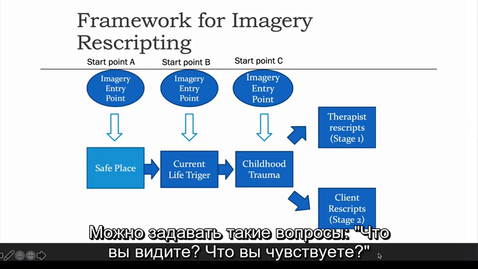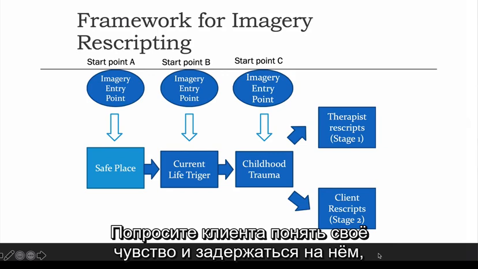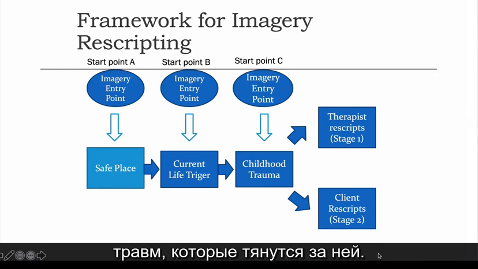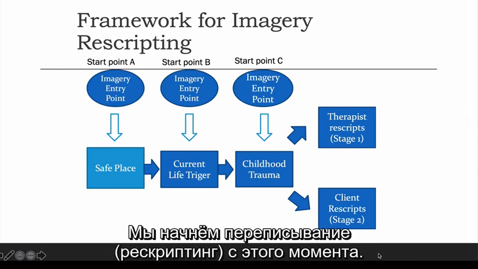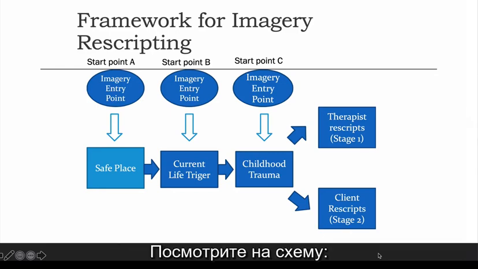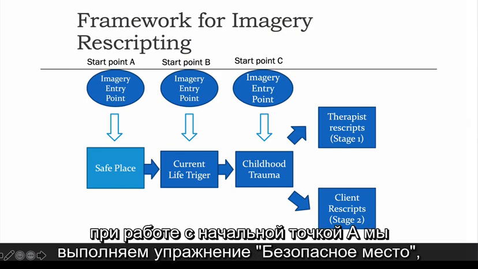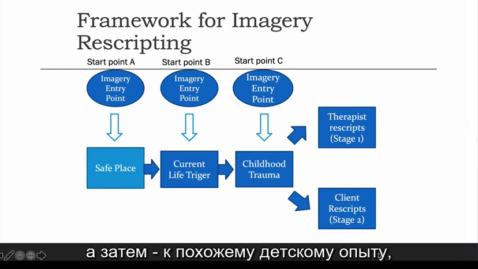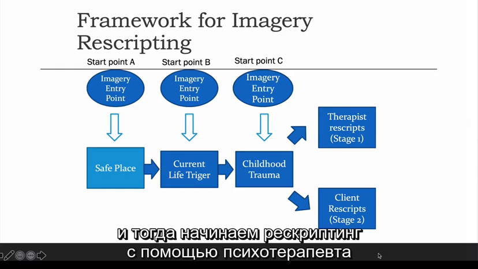And you'd be looking at, what do you see? What do you feel? Get a sense of that feeling, what you can see, and hold on to that feeling, and then get an image of a childhood related experience, a childhood trauma, big T or small t trauma. And from that point, we would initially be re-scripting this. As you can see from the diagram, start point A would be do the safe place, then move into a current life trigger, then move into a related childhood experience and re-script from the therapist.